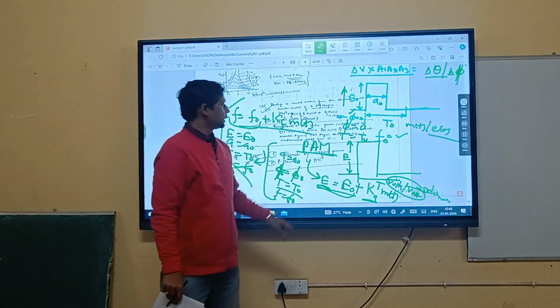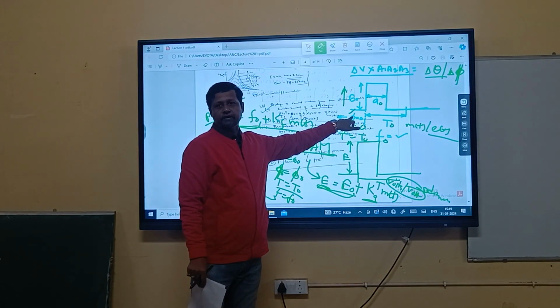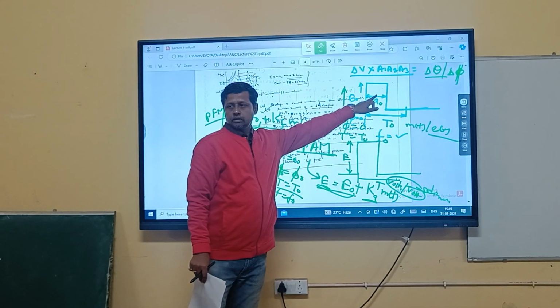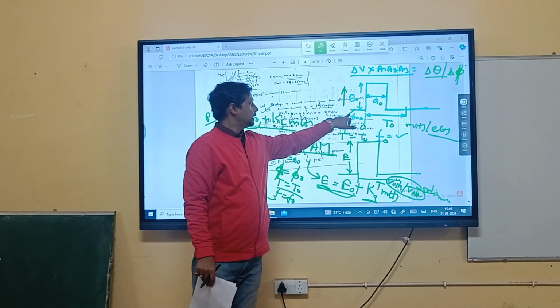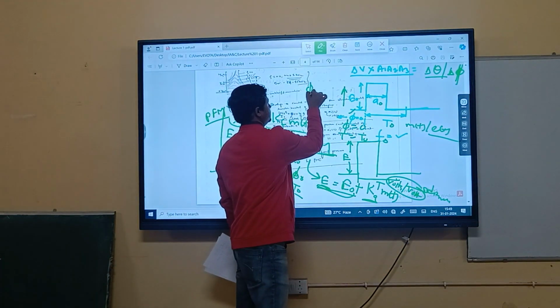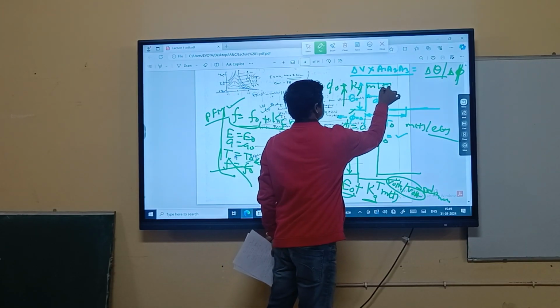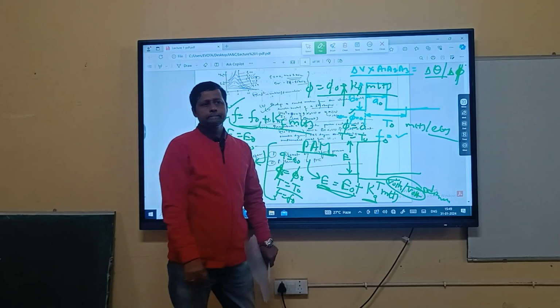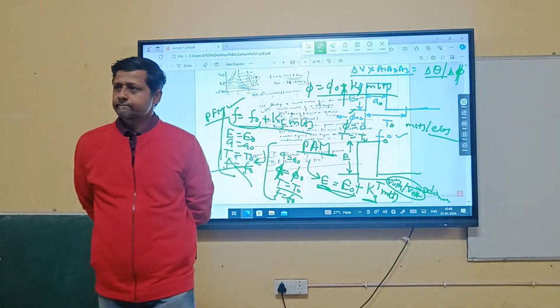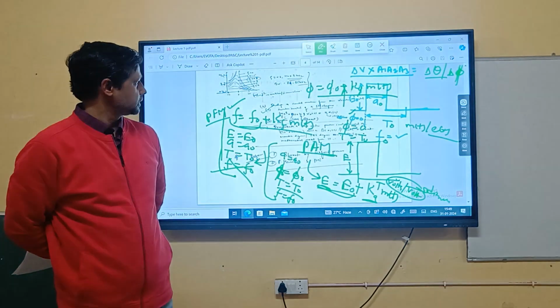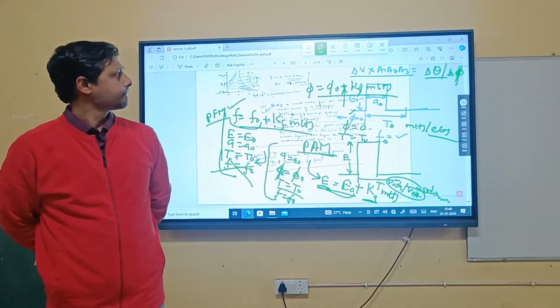Understand? Now you want to change this phi. You will keep E and F both constant, and allow phi to change: phi is equal to phi naught plus K naught m(t). That way you can define its sensitivity factor, in some cases dimensional, in some cases dimensionless, but you can achieve this.